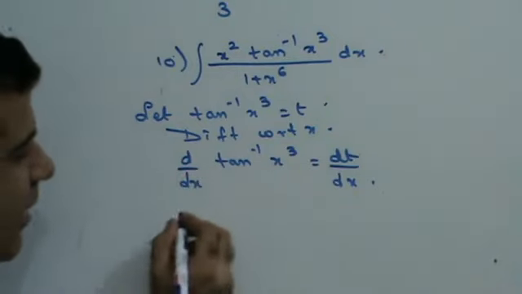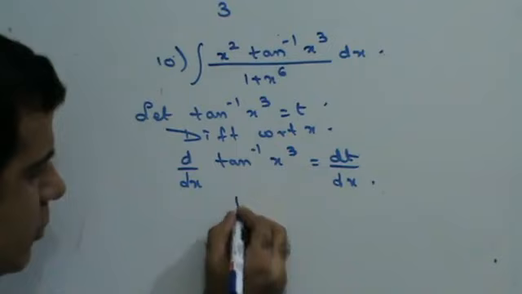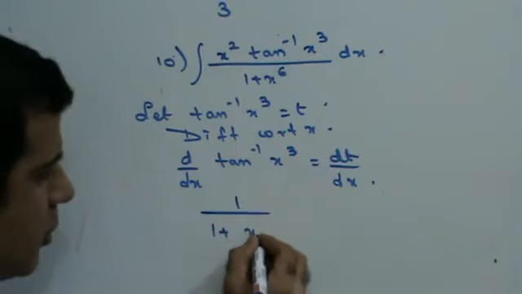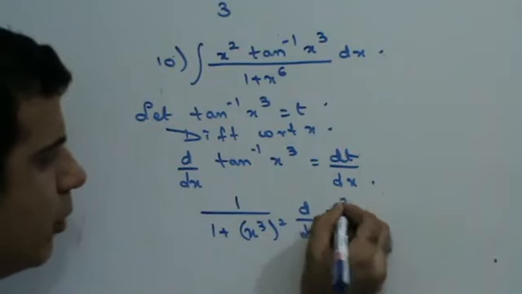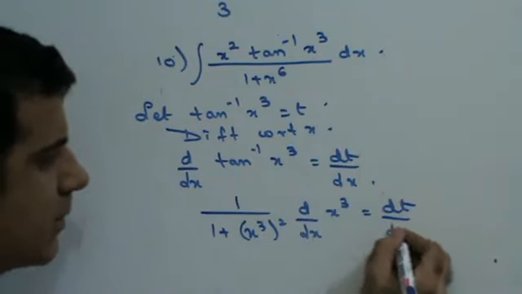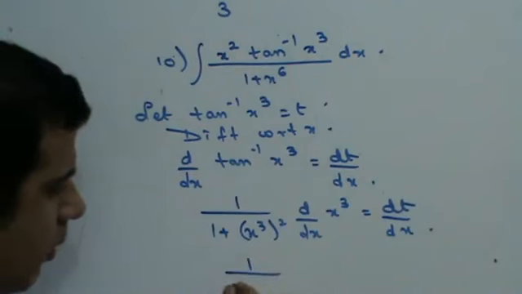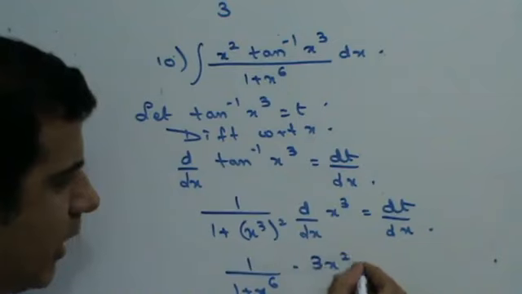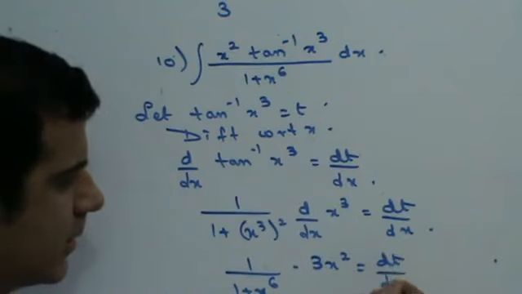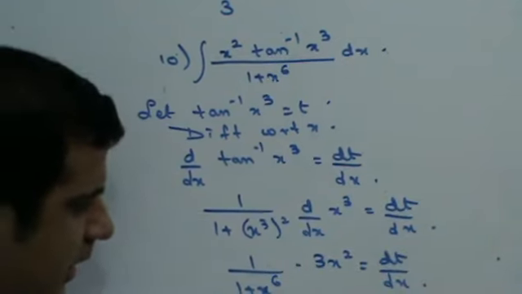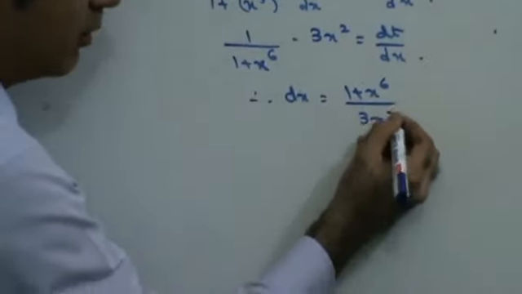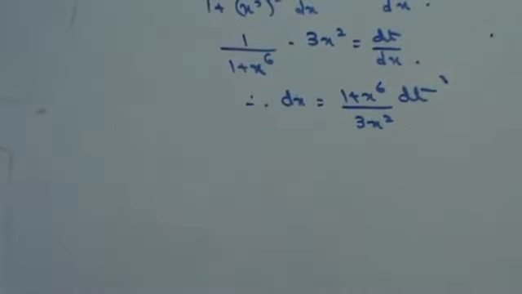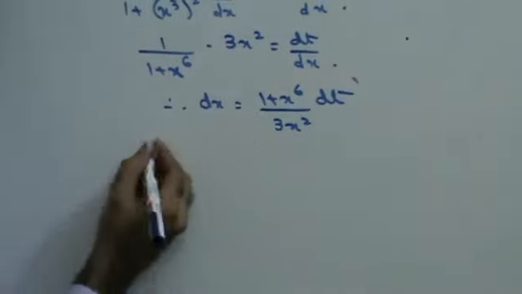D by dx of tan inverse of u is 1 upon 1 plus u square times d by dx of u, which is dt by dx. So this is 1 upon 1 plus x raised to 6 times 3x square is dt by dx. Therefore you can say that dx is 1 plus x raised to 6 upon 3x square dt. Once you have this, then you can start with the sum.